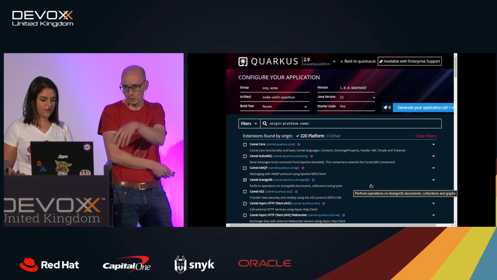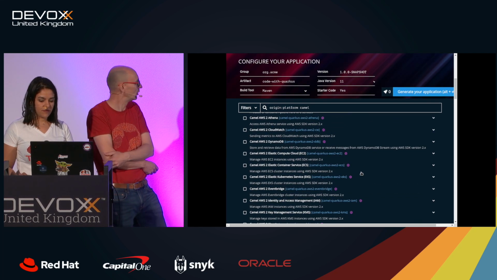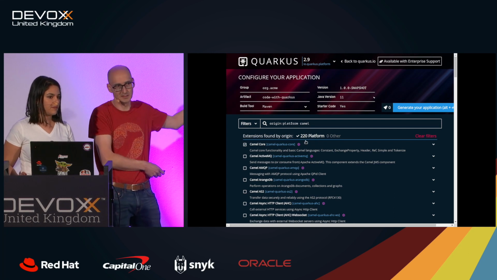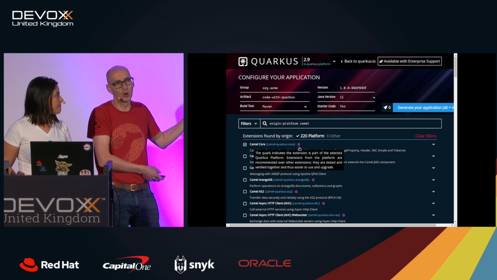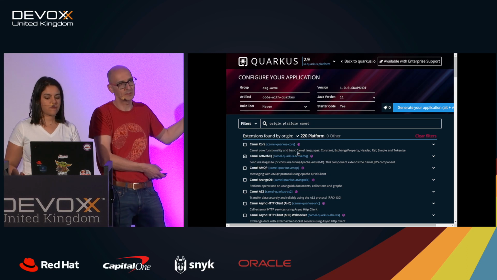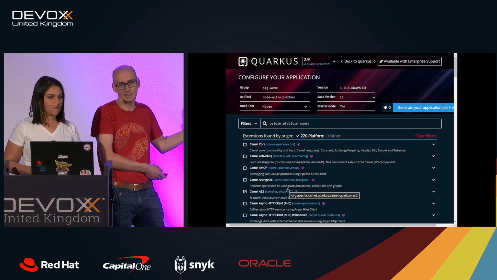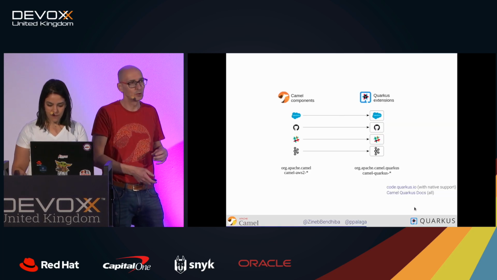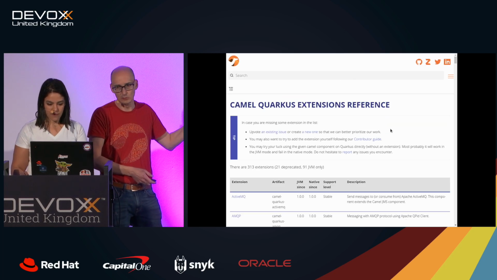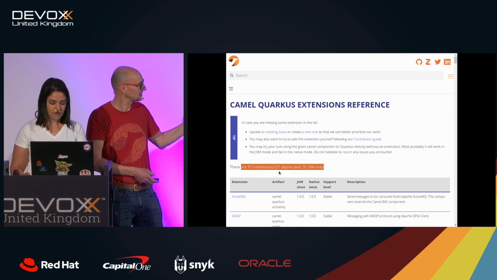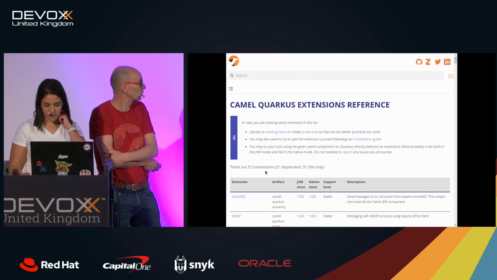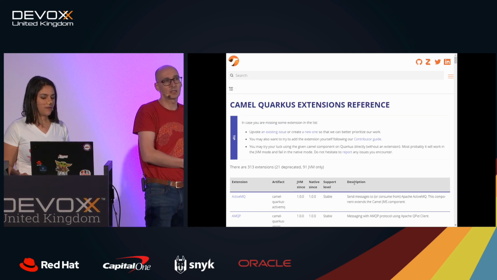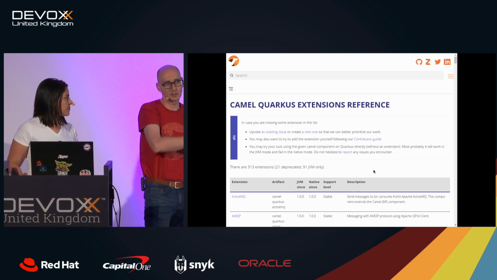Here, if you scroll down, you see all the Camel Quarkus extensions that are hosted here. But these are not all. These are only those which are also supported in native code. Please go back. If you want to see the complete list, including the extensions that are JVM only, you would go to the Camel Quarkus documentation, where there's the complete list.